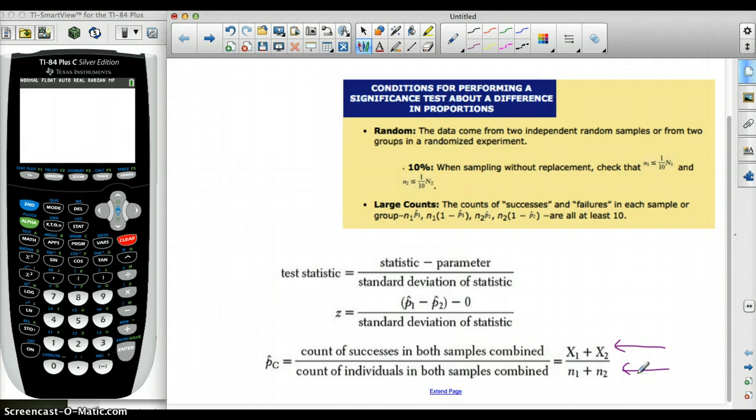Okay, usually when you're writing your hypotheses, your H sub 0, or your null hypothesis, is going to end up being P1 minus P2 equals 0, or they're equal to each other if you want to think of it that way. You could have also written it as P1 equals P2, meaning there's no change in what they have.